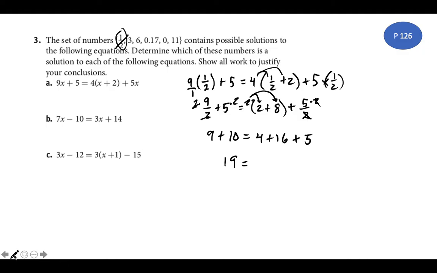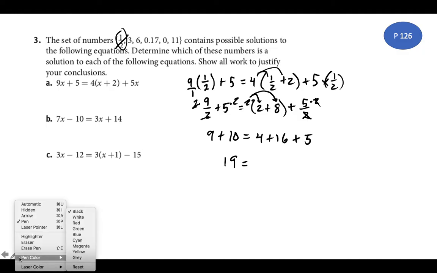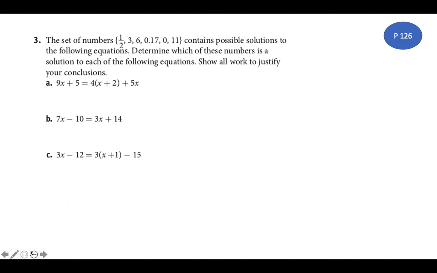Can I clear these drawings out? I bet I can. Erase pen. Boom! Can I write again? Let's try 3. So I have 9 times 3 plus 5 equals 4 times 3 plus 2 plus 5 times 3. So everywhere there was an x, I put in a 3.